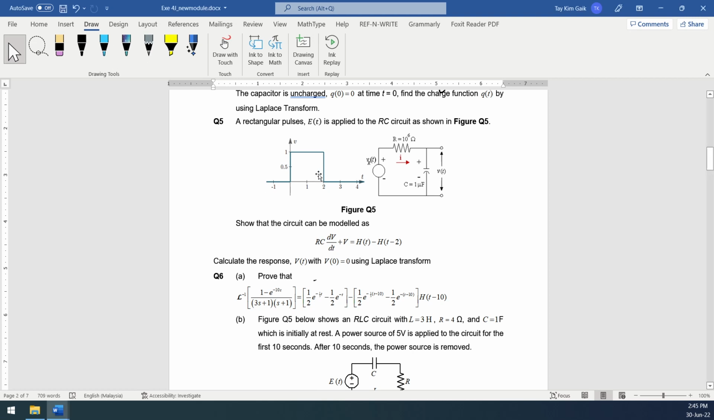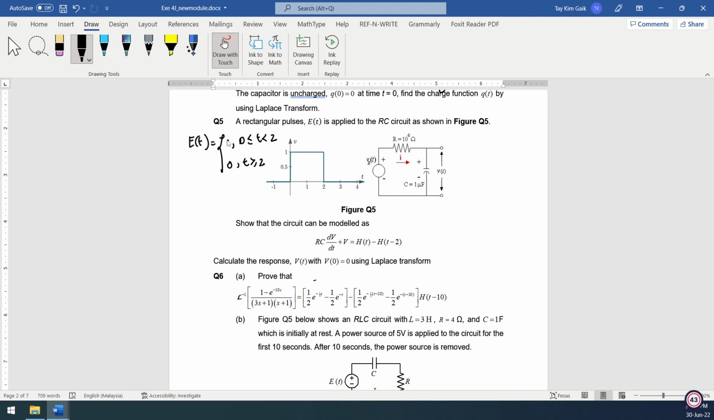First of all, we look at e(t) given by the left hand side figure here. Laplace transform is for positive t, so we look at the positive side. So e(t) equals 1 when t is from 0 but less than 2. When t is greater than or equal to 2, the voltage e(t) becomes 0. This is a step function.